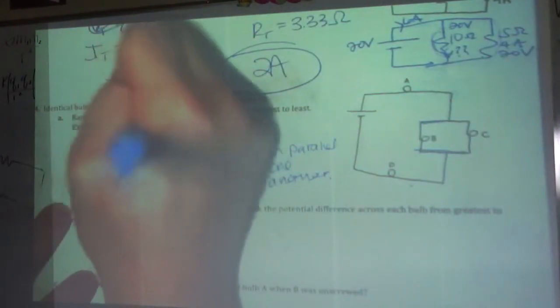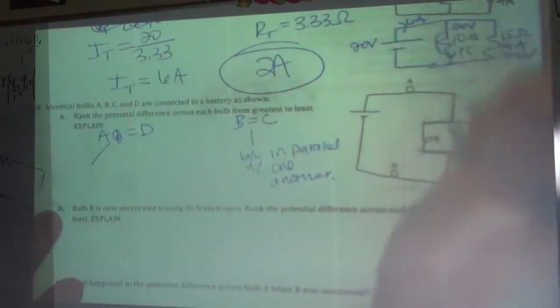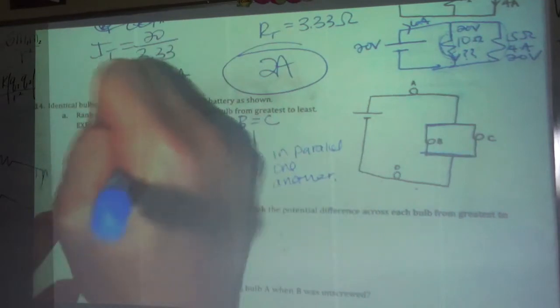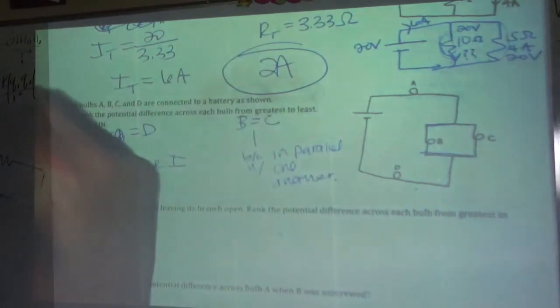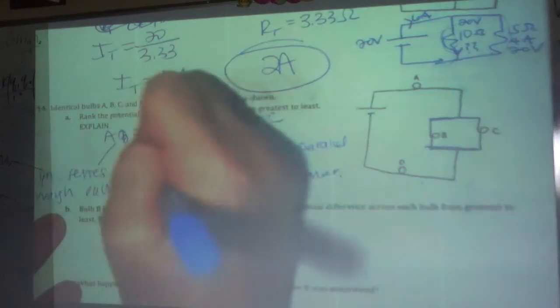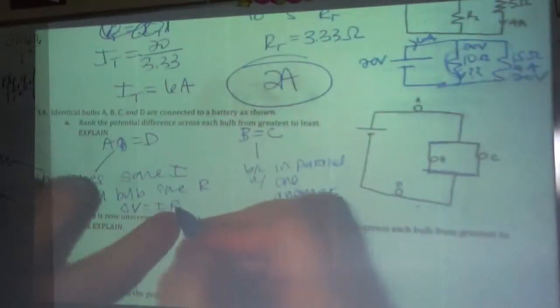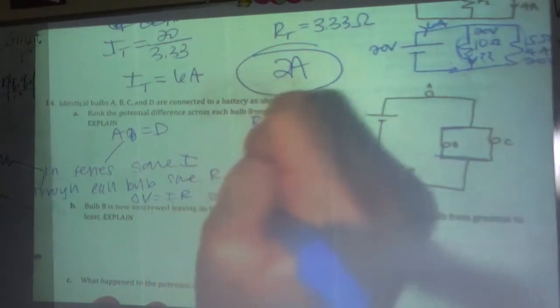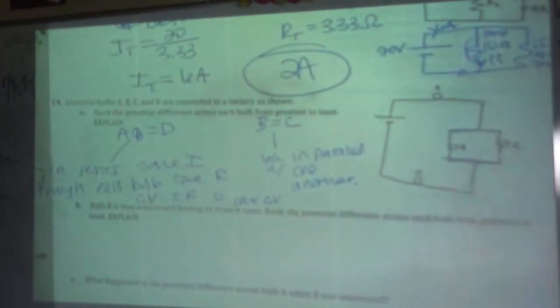A equals D because these two are in series with one another, which means they have the same current through each bulb. And they each have the same resistance, so if V equals IR, and this is the same and this is the same, that means you'll have the same voltage drop. Sorry, this is terrible handwriting right now.